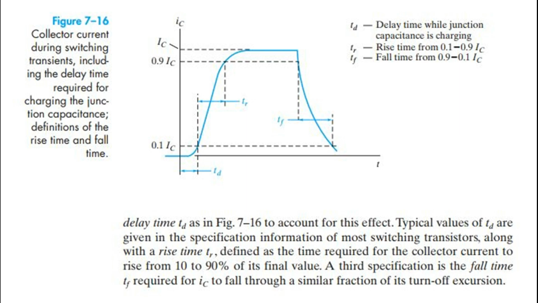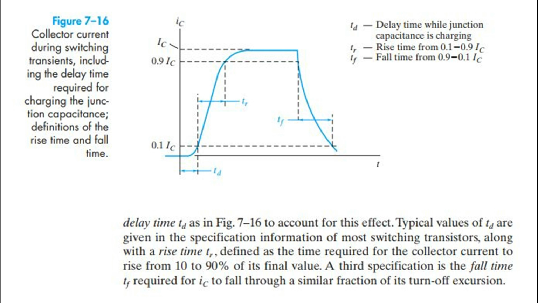Figure 7.16 Collector current during switching transients, including the delay time required for charging the junction capacitance, and definitions of the rise time and fall time. Typical values of Td are given in the specification information of most switching transistors, along with a rise time Tr, defined as the time required for the collector current to rise from 10 to 90% of its final value. A third specification is the fall time Tf required for IC to fall through a similar fraction of its turn-off excursion.